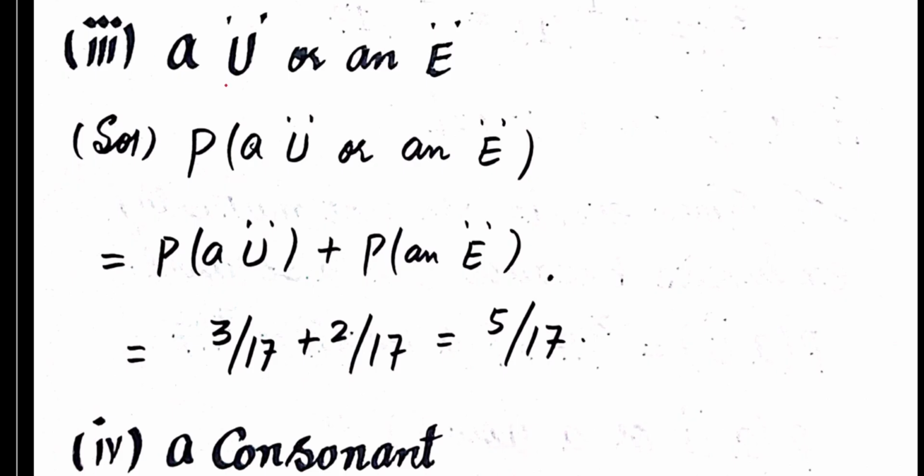Probability of U or E, where or means union, is given by the addition. Probability of U plus E: these are mutually exclusive events, because it is not possible that at the same time we have a letter which is both U and E. So intersection is not possible. Probability of U is 3 over 17, and probability of E we have calculated as 2 over 17. Their sum is 5 over 17.